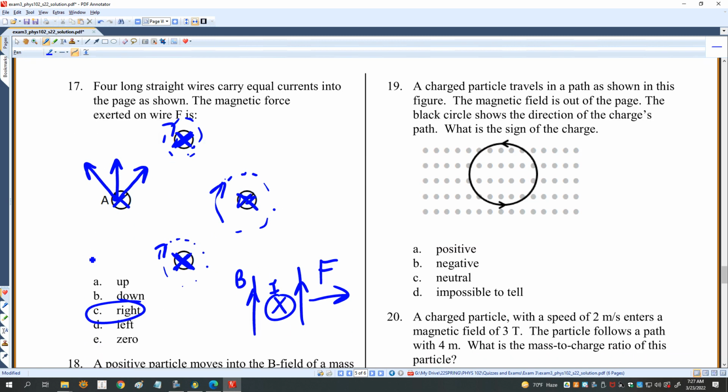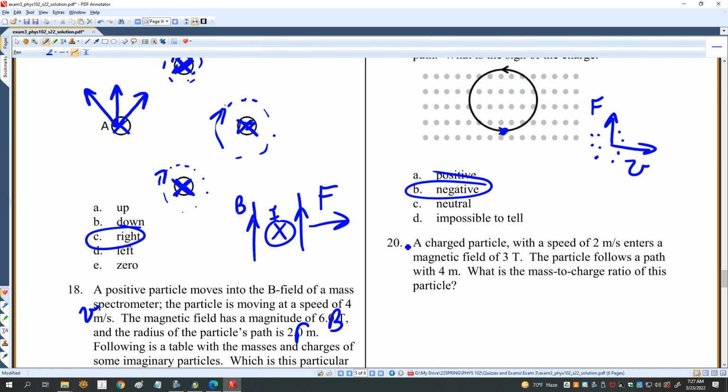A charged particle travels in a path as shown. The magnetic field is out of the page. The black circle shows the direction of the charge's path. What is the sign of the charge? So I'll just pick a point. Let's pick a point right here. I have a velocity vector in that direction, a force in that direction, and my magnetic field is out of the page like that. So just imagining I don't know the force, if my velocity is in that direction, I would find that the force would be down. Since the force is actually up, then I know that the particle has to be negative.